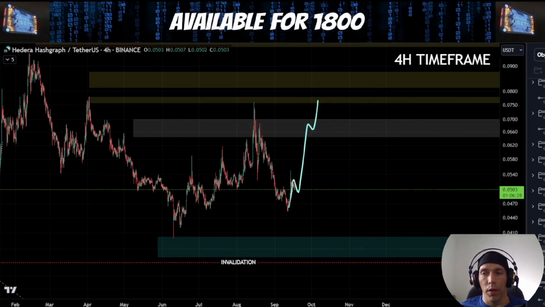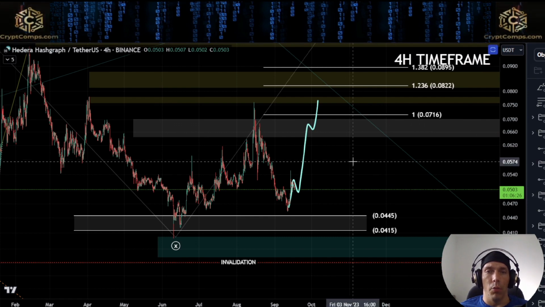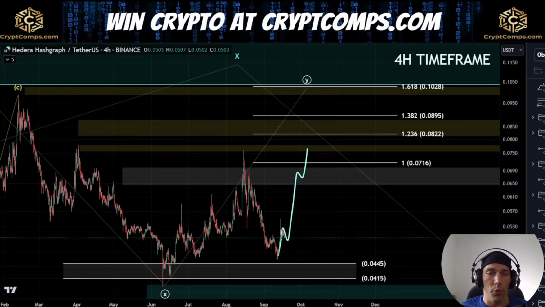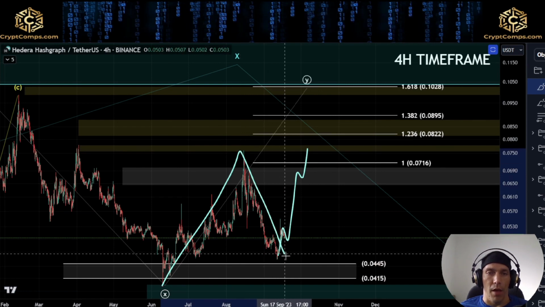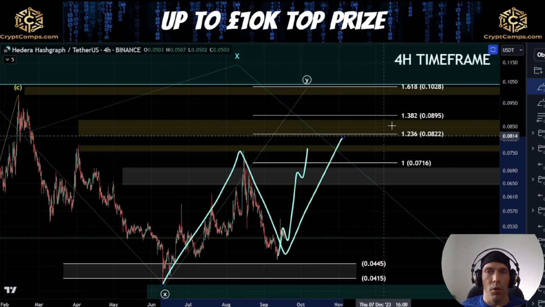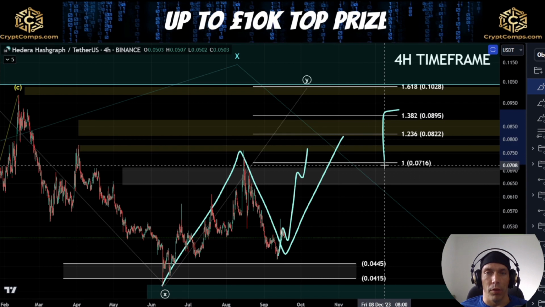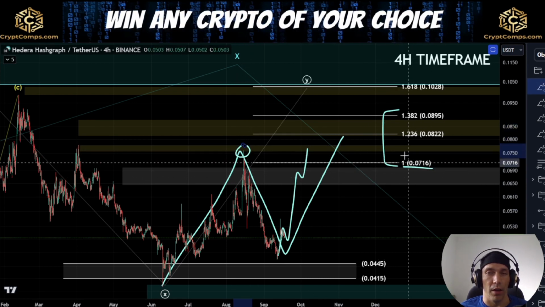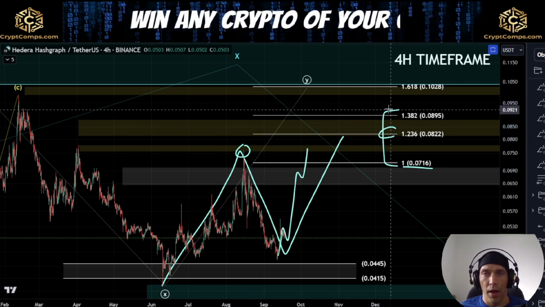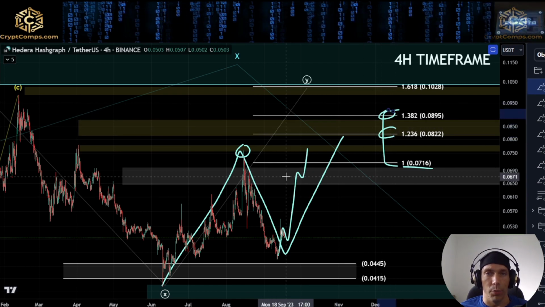Or alternatively, as we said earlier, we're looking for a Y wave here. So if we do see something like this, where this whole move becomes A, B, and then we see a C wave, we could potentially look to move up and test some of these levels here. With the 1-to-1 we've already tested, so we'll be watching that high 1236 and this 1382 as potential upside targets.